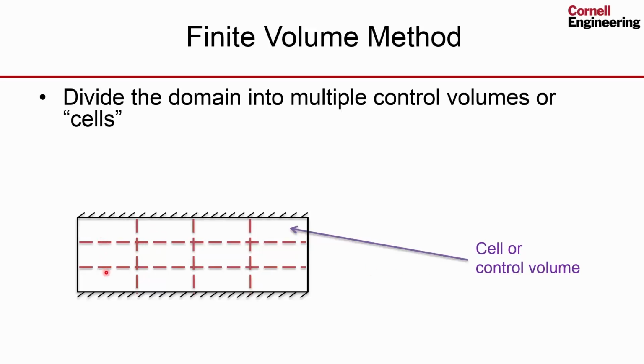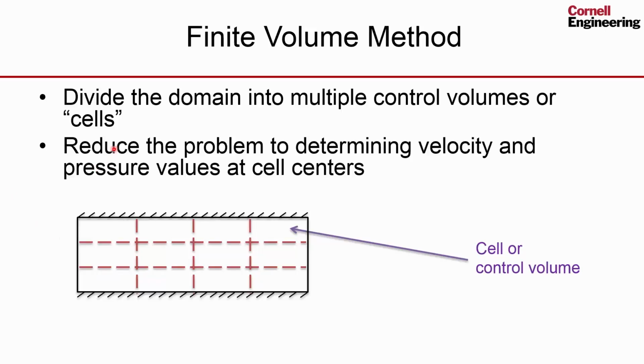And here we have divided the domain into 12 cells. The next thing we do is we reduce the problem to determining velocity and pressure values at cell centers. So I've marked out the cell centers here. I have 12 cells, so I have 12 cell centers. And at each cell center, I need to determine velocity, which has two components, and pressure. So I have 3 unknowns at each cell center, and I have 12 cells, so I have a total of 36 unknowns. So I've reduced the problem from determining 3 unknown functions to 36 values, and that's a big reduction.